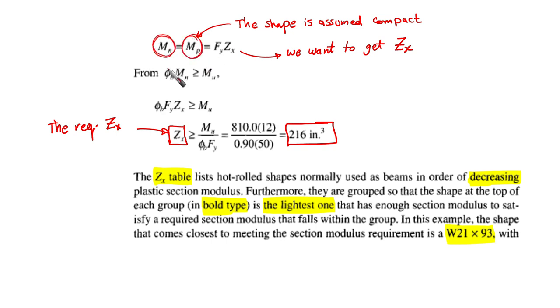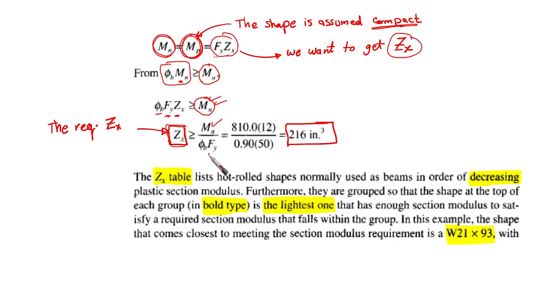Do you remember the flexure strength? Plastic moment equals Fy times ZX. The shape is assumed compact, so we are talking about plastic moment, and we want to get ZX here. From M ultimate that we have already obtained, we equate it with phi b times Mn and rearrange. Phi b times Fy times ZX should be larger than M ultimate, which is known for us already, 810. Then ZX we leave on the left-hand side and put everything on the right-hand side. Everything is known for us.